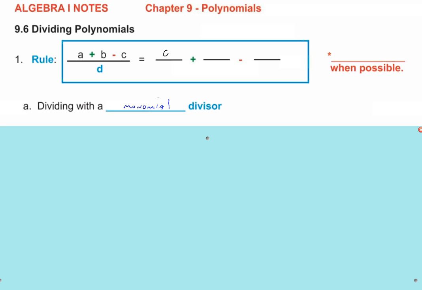So you've got the A plus the B minus the C, all over the divisor, the monomial divisor of D. That's how you treat a polynomial divided by a monomial. Now, we've done this before, so I'm not going to spend a ton of time, but I am going to remind you of something. Of course, what am I going to put in the blank by the asterisk? Reduce when possible, right? Reduce when possible.